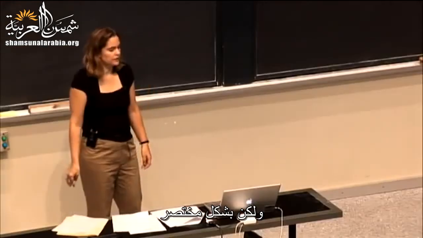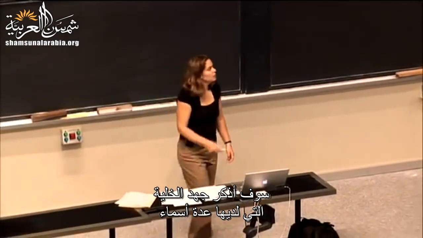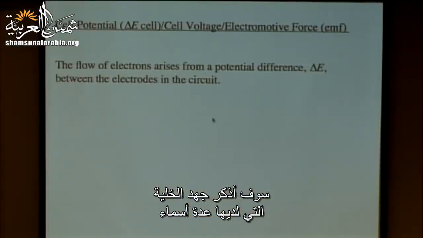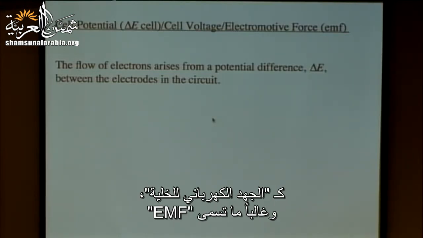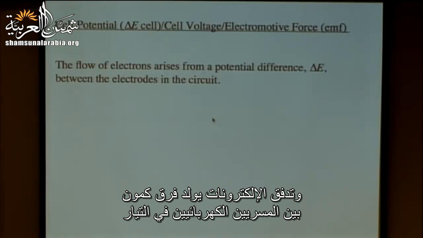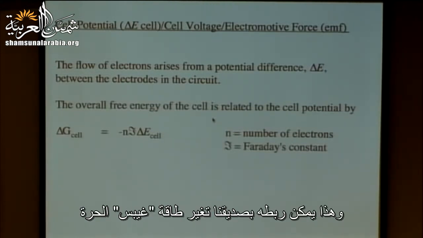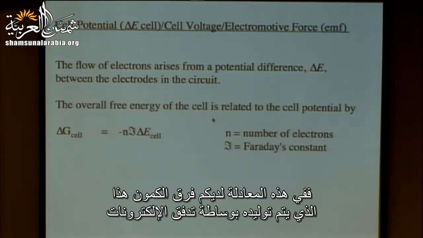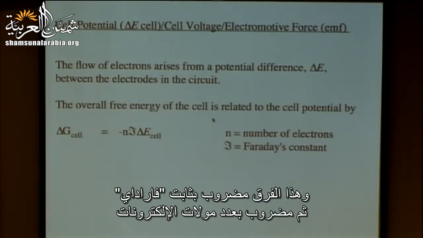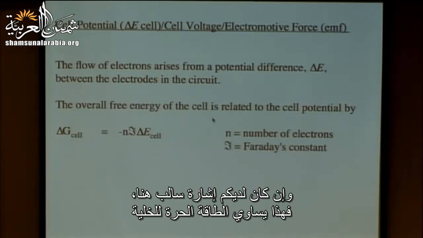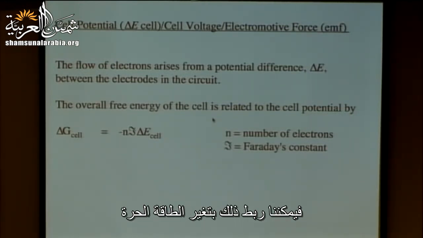All right, so just very briefly, I will mention cell potential, which has many different names: cell voltage, EMF, it's often called. The flow of electrons generates a potential difference between the electrodes in the current. And this can be related back to our friend, delta G. In this equation, you have this potential difference that's generated by the flow of the electrons, times Faraday's constant, times the number of moles of electrons. And if you have a negative sign here, that's equal to the free energy of the cell. So we can relate that back.